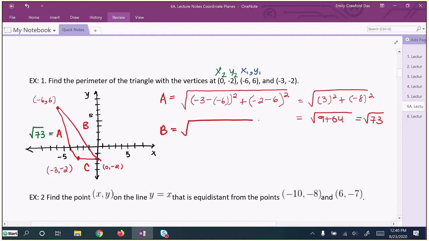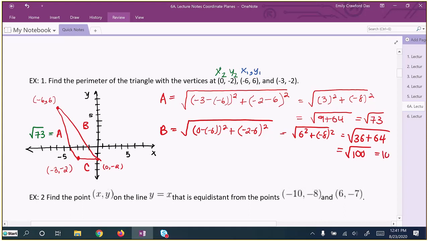So this becomes square root of x2 minus x1, which is 0 minus -6, squared, plus y2 minus y1, which is -2 minus 6, squared. So that ends up being square root of 6 squared plus -8 squared. So that's square root of 36 plus 64, which is square root of 100. And in this case, we can easily simplify, that's 10. So side B is length 10.